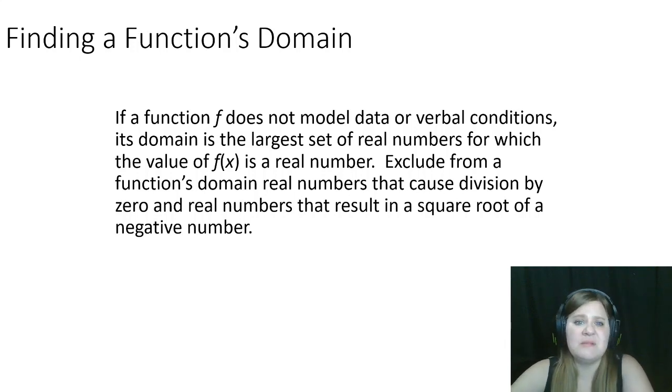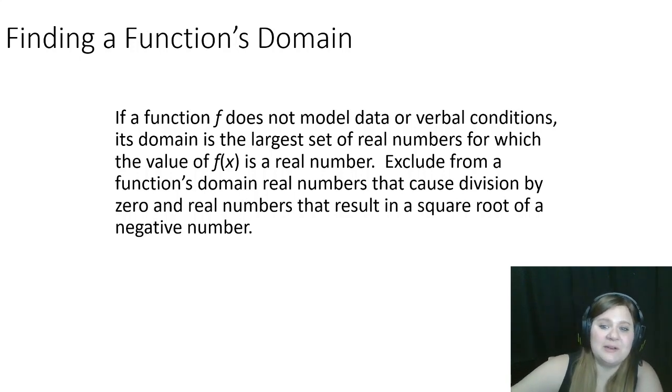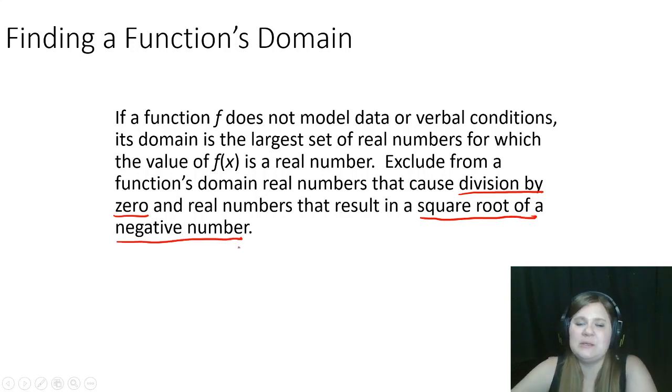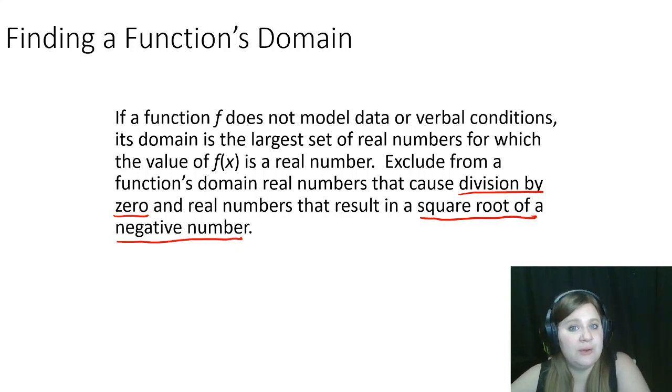Okay, so let me read this to you in math speak, then I'll translate. If a function does not model data or verbal conditions, its domain is the largest set of real numbers for which the value of f of x is a real number. Exclude from a function's domain real numbers that cause division by zero, and real numbers that result in a square root of a negative number. So division by zero and square root of a negative number. These are things that you can't do with real numbers.